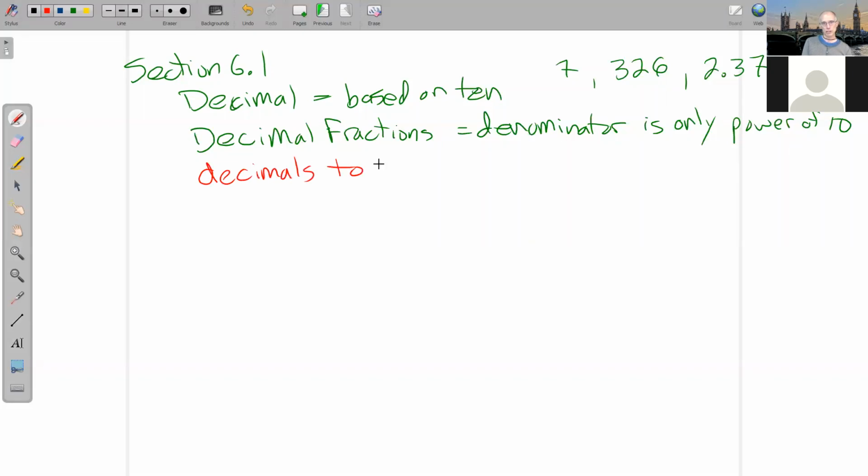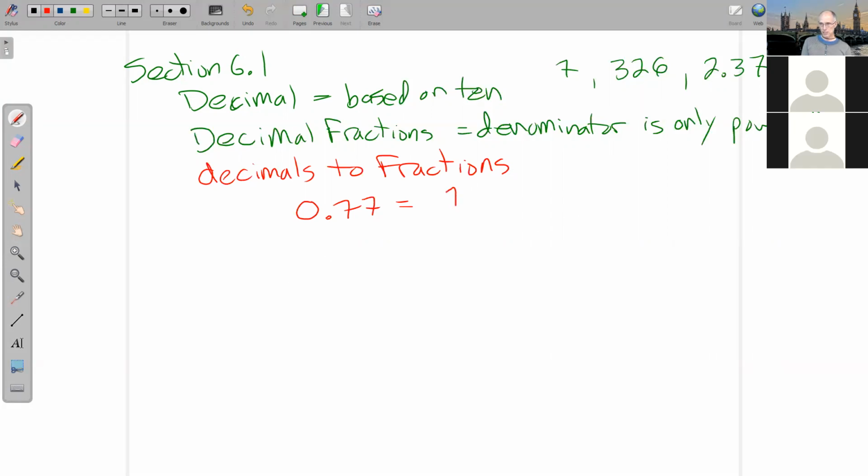Anybody remember the trick there? How do I convert this to a fraction? So Monsi says it's 77 out of 100. How did you get that? How did you figure that out? That was the answer.